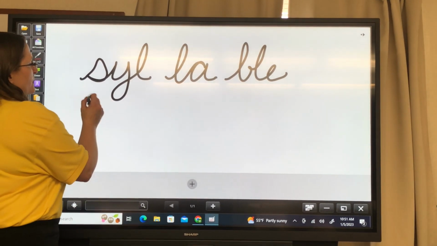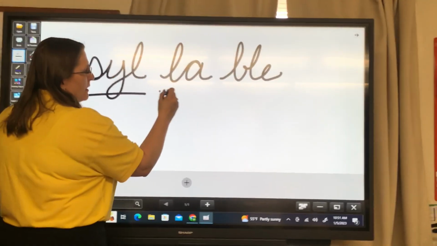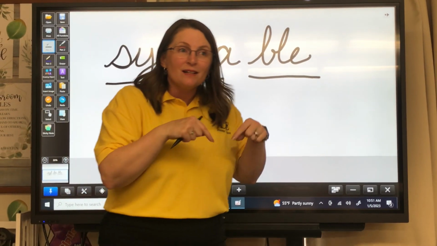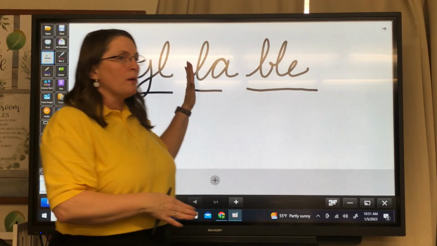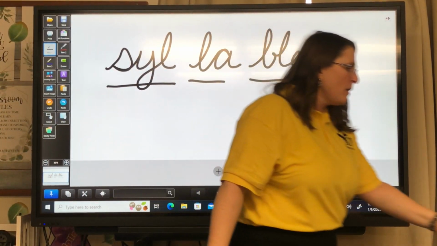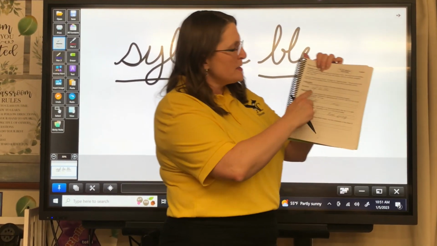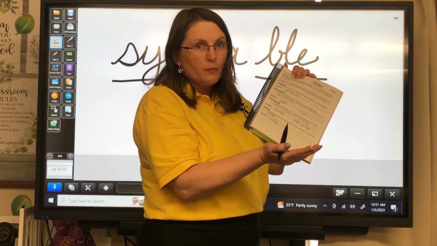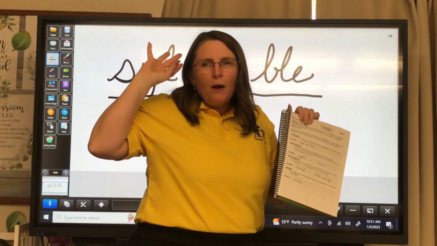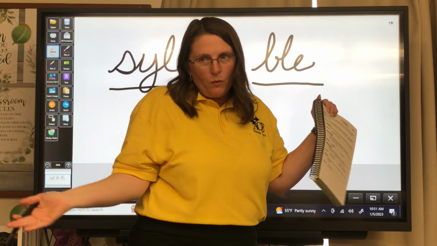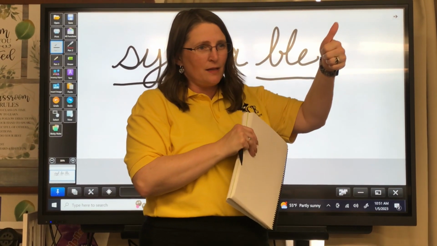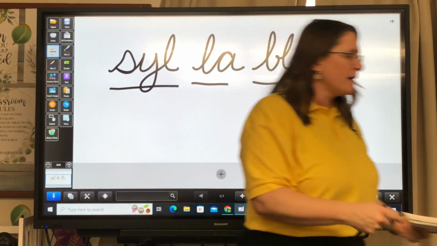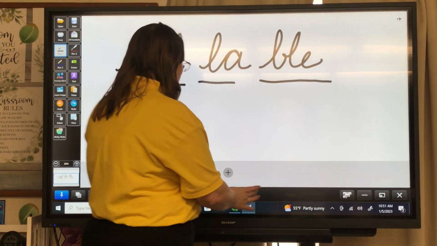Okay? This first part is sill. So the way we do that in this class only is we break it apart with a space. And so on page 57, there's an example. Syllable is broken apart with a space between each syllable, just as a way of visualizing the break in the word. Okay? Thumbs up if that makes sense. Okay? We're good? Okay.